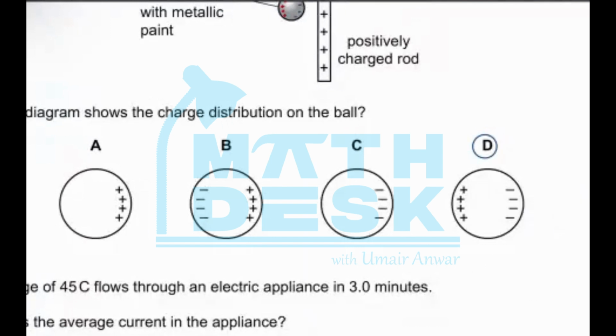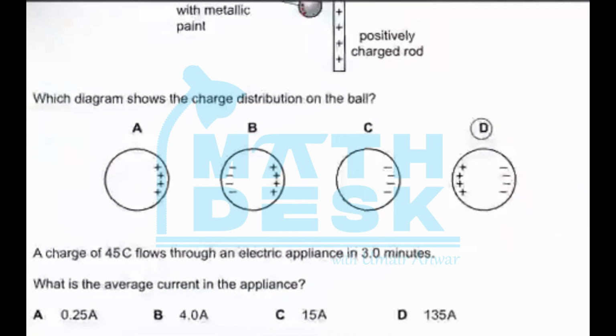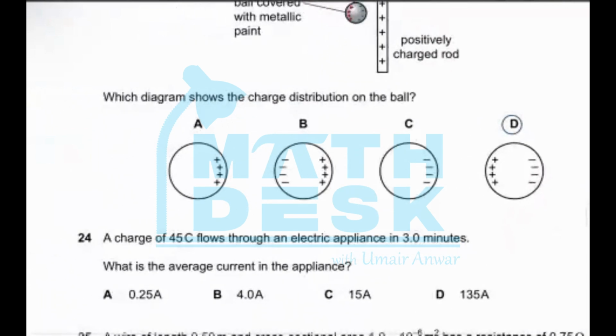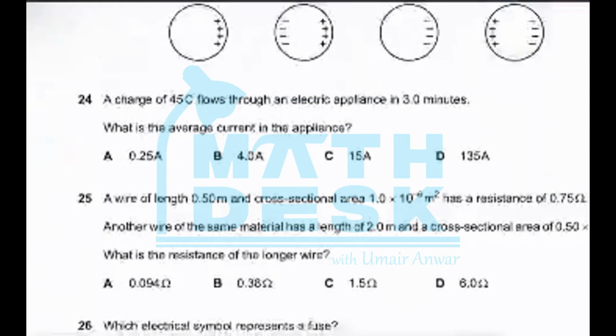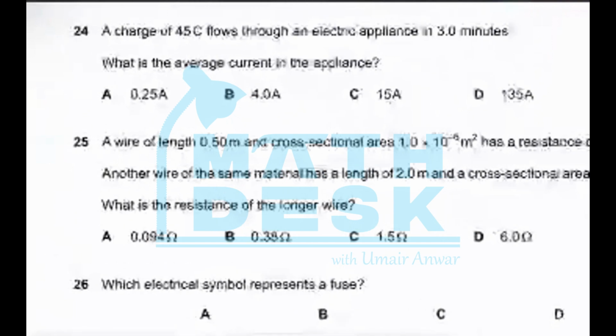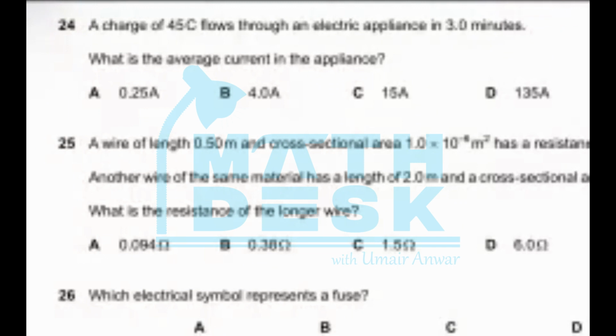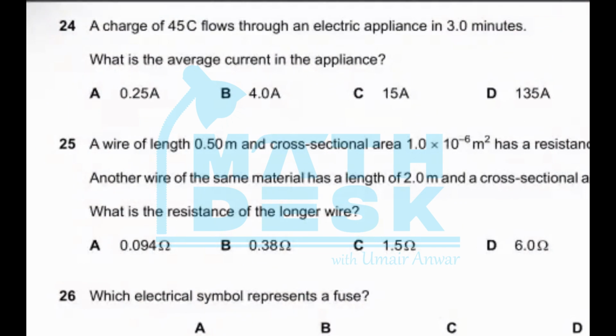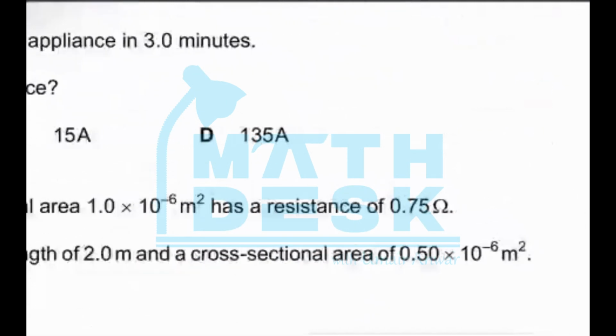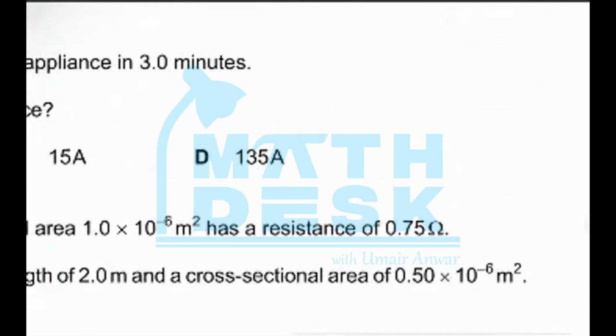Question number 24. It says a charge of 45 coulombs flows through an electric appliance in 3 minutes. What is the average current in the appliance? Okay, so we are given two quantities, charge and the time. So the formula which could be used here is current is equal to charge divided by time.